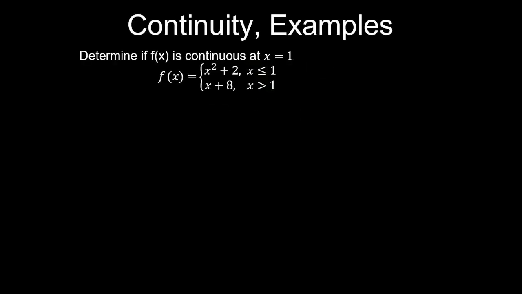Let's determine if this function is continuous at x equals 1. Well, first we need to check that f of 1 exists. So as we can see, f of 1 is equal to 3.